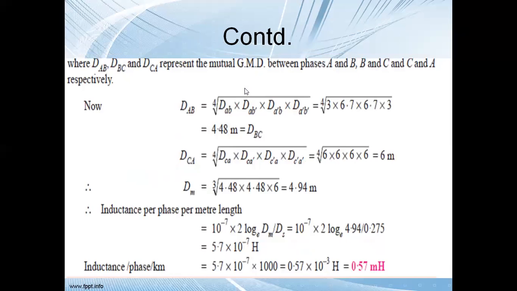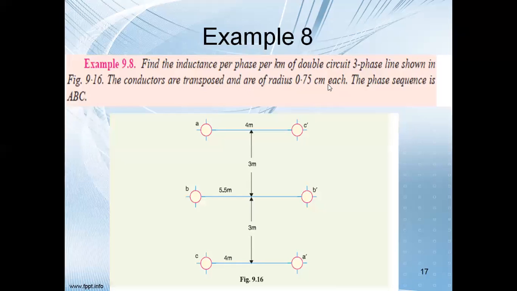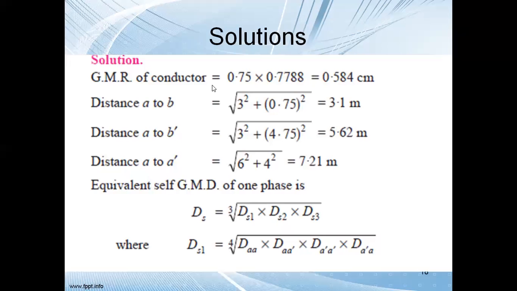Here it is given, you see, 0.75 is the radius of the conductor. So GMR will be 0.7788 into R. So it is 0.7788 into 0.75. So that means it is 0.584 centimeter. So DAA we have calculated.